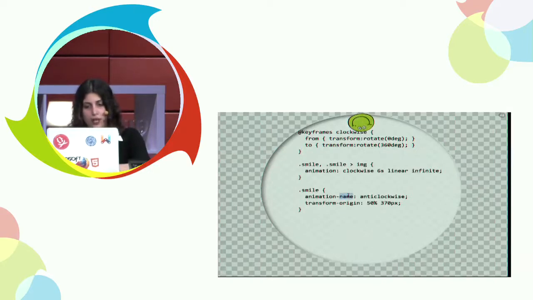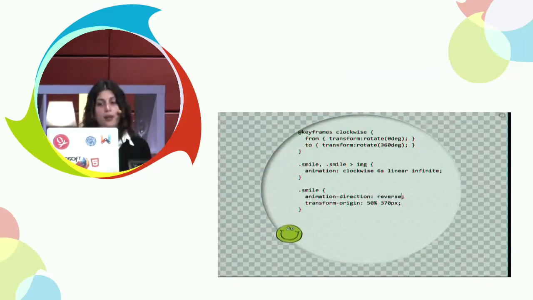So instead of overriding the animation name here, we can override the animation direction, because basically the second animation was the first one reversed. So if we reverse this, it's the same thing. But we still need two elements. And this bothered me, so I wrote to the CSS working group, and I was like, we need to allow multiple transform origins per element.